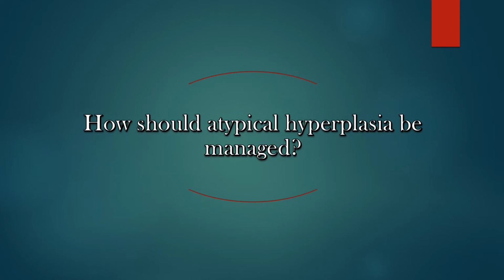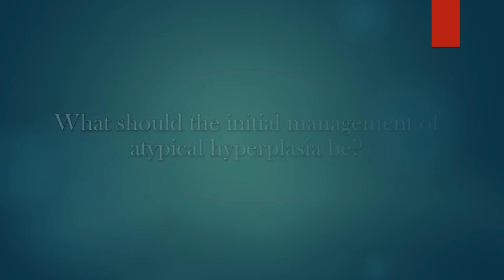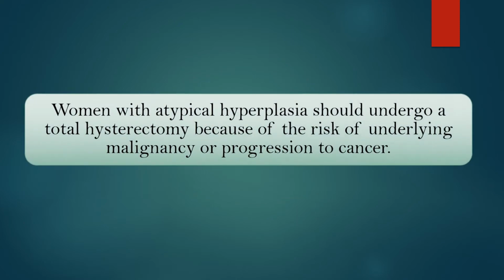How should atypical hyperplasia be managed? What should the initial management of atypical hyperplasia be? Women with atypical hyperplasia should undergo a total hysterectomy because of the risk of underlying malignancy or progression to cancer.